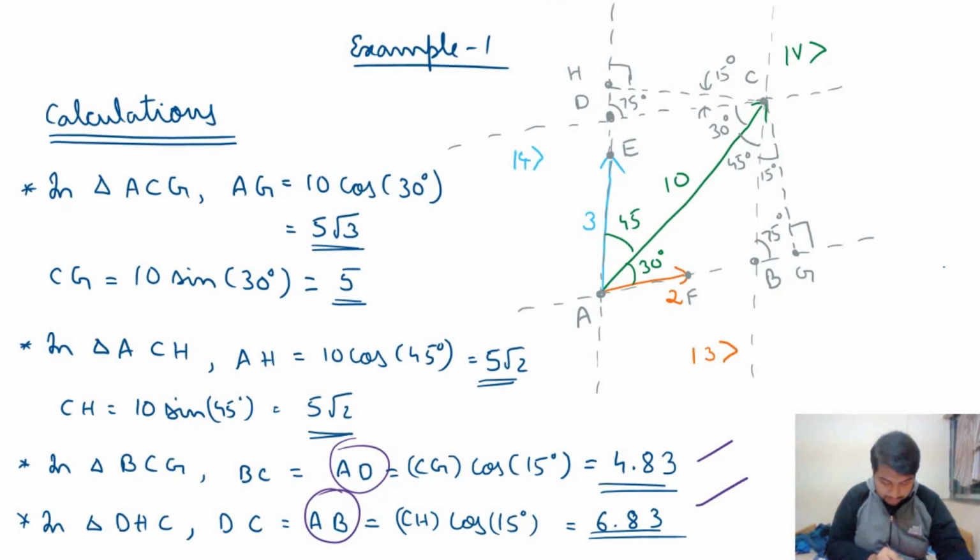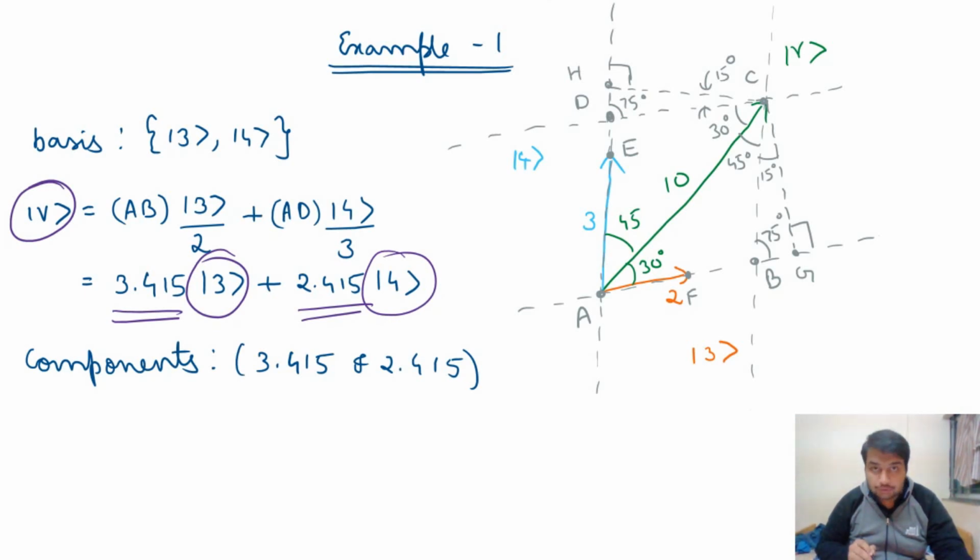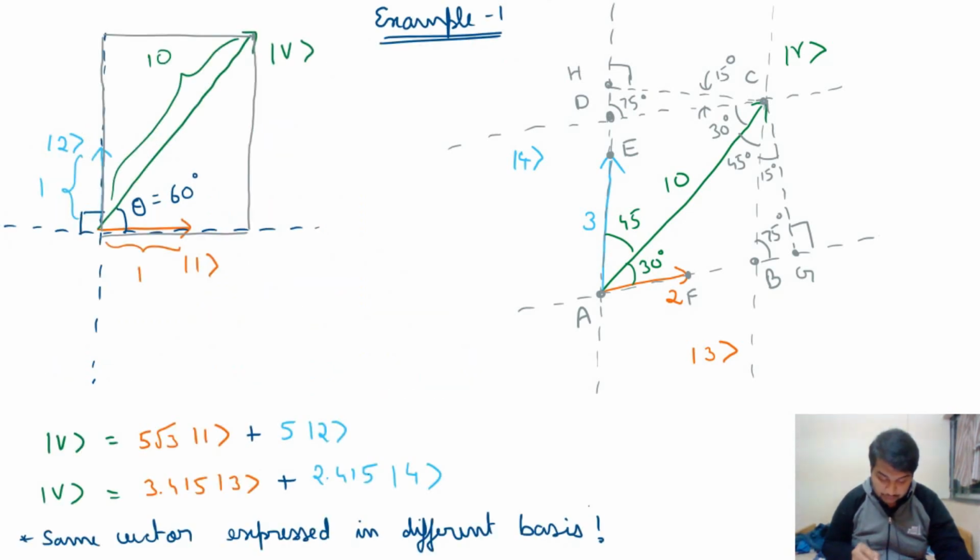So once we do that, by dividing it with the 2 and 3 appropriately, what we get is the following. So we can express V as 3.415 times vector 3 plus 2.415 times vector 4. So therefore, with respect to this particular basis, our components become 3.415 and 2.415, which was actually different as compared to the basis which we had chosen earlier, which are vector 1 and 2.